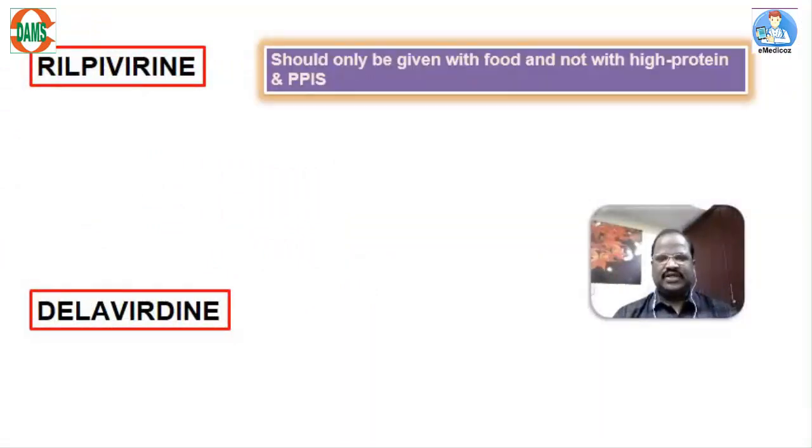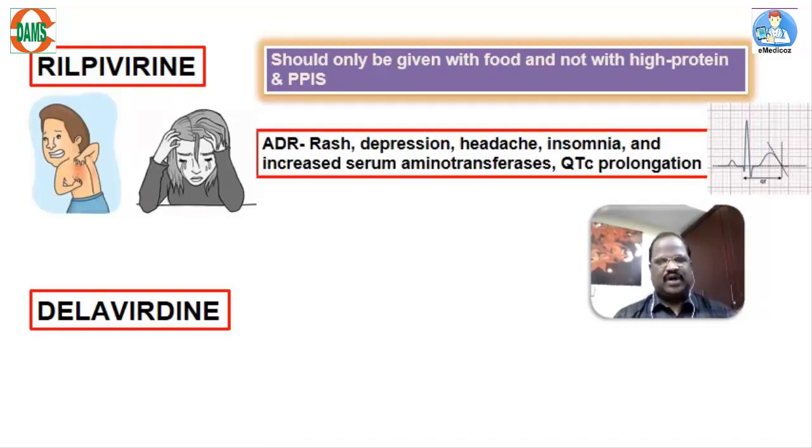Rilpivirine, this drug should be given only with food. It should not be given with high protein diets or along with a proton pump inhibitor. It is given mainly with fatty food items for better absorption. Next point, as common to all NNRTIs, this drug also causes skin rashes. That's a common adverse effect. This drug additionally causes depression, may also cause headache, insomnia, and increased serum aminotransferase, which may cause hepatotoxicity, and also has a risk of causing QT prolongation. Important. So the important adverse effects of Rilpivirine are skin rashes, depression, QT prolongation, and also the risk of hepatotoxicity.